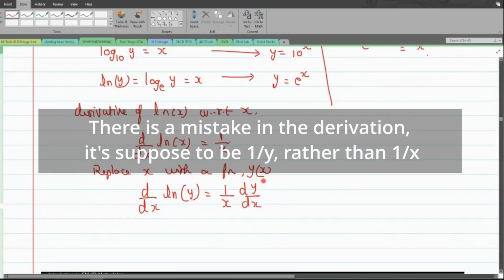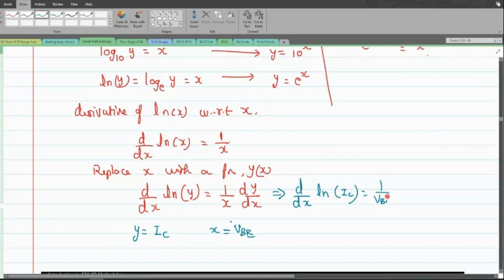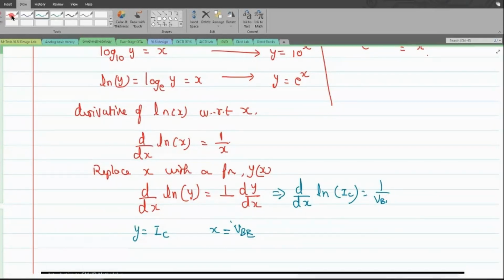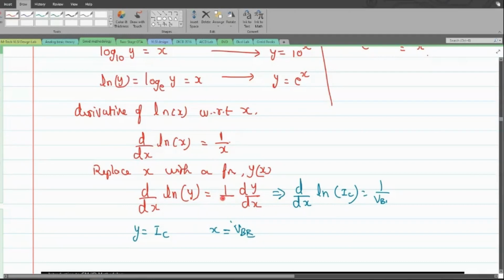Now what I'm going to do next is try to replace the value of y with the collector current, and the value of x with VBE. Sorry, I think I did something wrong here. There is a small mistake that I made. Here it is 1 upon y times the derivative of y with respect to x.